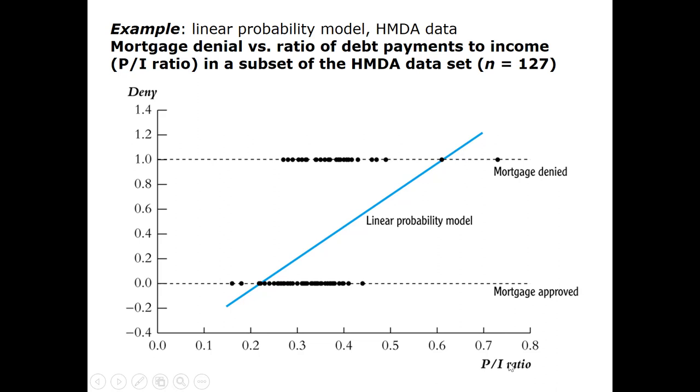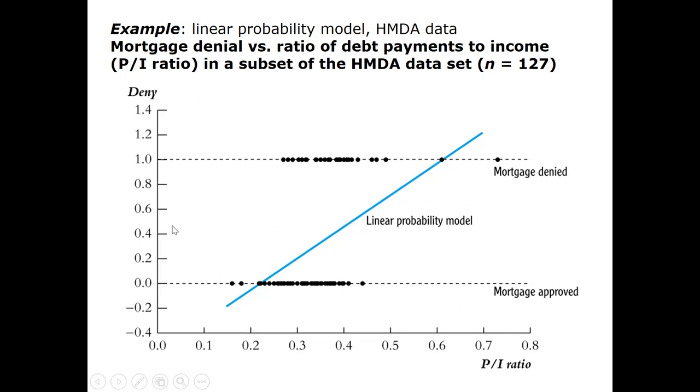The x-axis is the PI ratio, so it's the debt payments over income ratio of an individual. If an individual earns, let's say, 100,000 a year, and the payments are about 30,000 a year, for example, yeah, that would be a huge amount, but let's assume that's the case. Then the PI ratio, whether annual or monthly, gives us the fraction of income that's going towards loan payments to the bank.